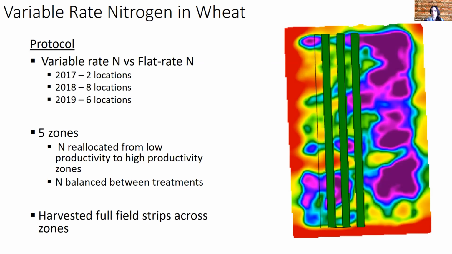But basically we had 5 variable rate application maps with 5 zones, and we compared those variable rate strips to flat rate application strips of what the fertilizer would have been if it was just a whole field application rate. And this was also in wheat in northwestern Minnesota. And so we collected the yield maps from these trials and then also harvested our full field strips across all the management zones like we would with a normal trial to try and collect some grain quality data as well.